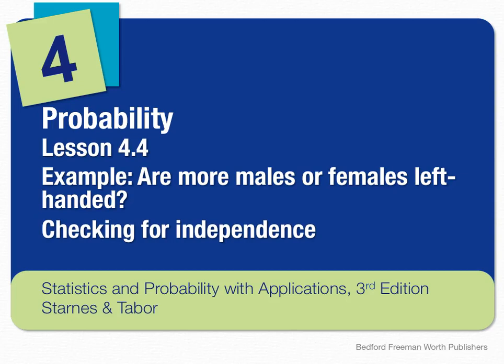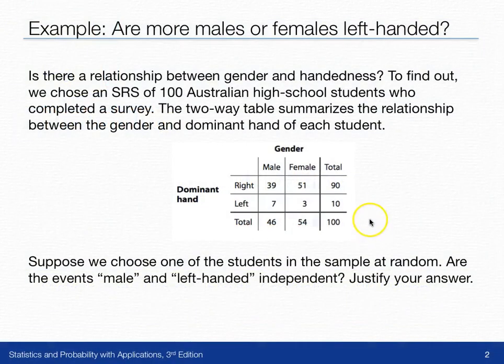In the lesson 4.4 example, are more males or females left-handed? We're going to check for independence. We're going to do this using a table. We want to know if there's a relationship between gender and handedness. To find out, we chose a simple random sample of 100 high school students from Australia who completed a survey.